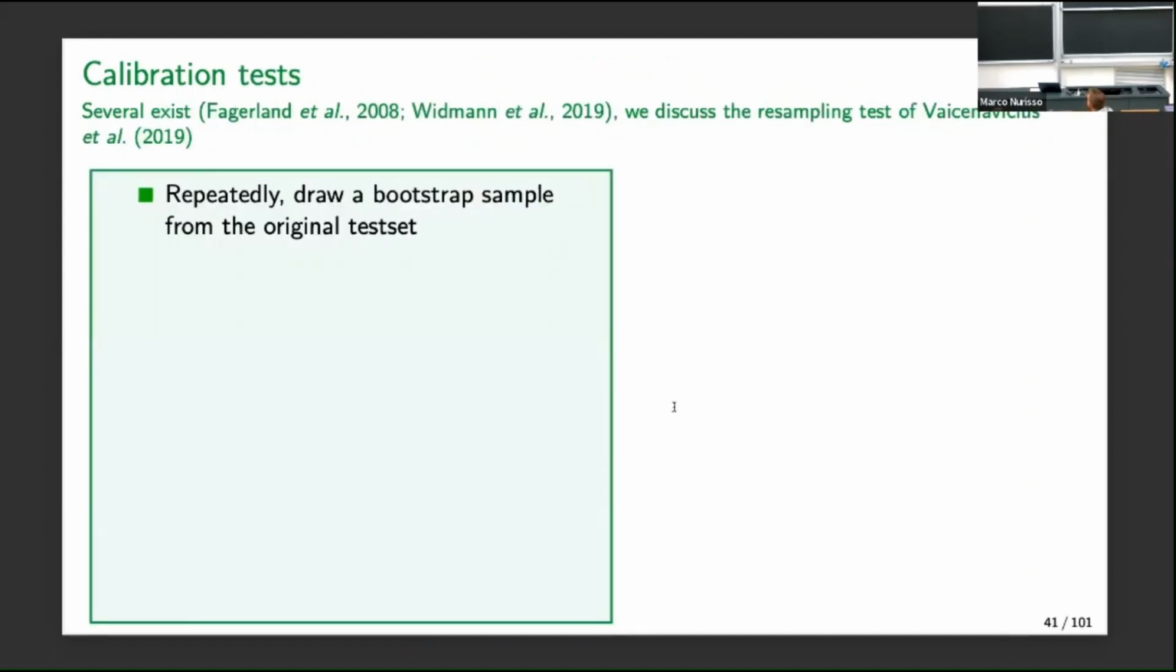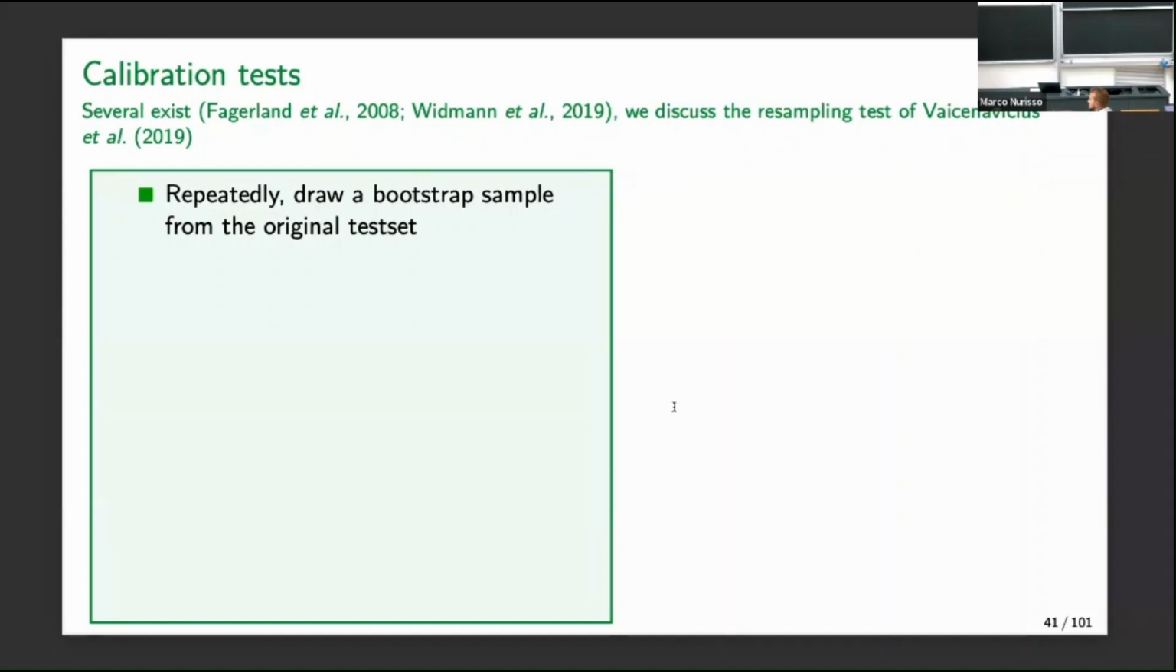Okay, we have seen now several measures of calibration. And then the next question is, you get such an estimator, you get a value. Is my model now calibrated or not? People have developed different statistical tests to evaluate whether your model is calibrated. I only have time to discuss one of these tests. It's a general test that was developed some years ago by Vaicenavicius, and it's based on bootstrapping.